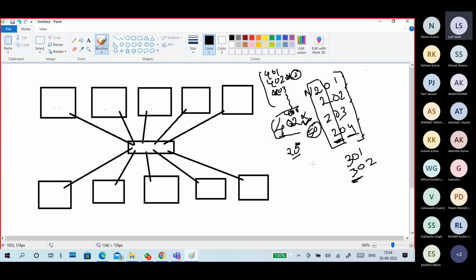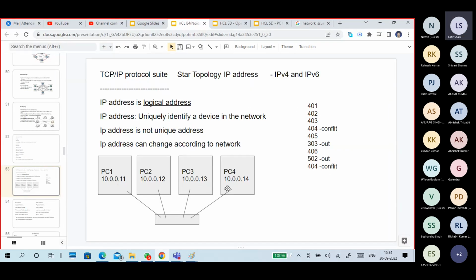Okay. So what is this called? Conflict. Actually, that is a very good question, guys. If you assign the same IP address to more than one PC in the network, a conflict will be generated. So it will be confused.